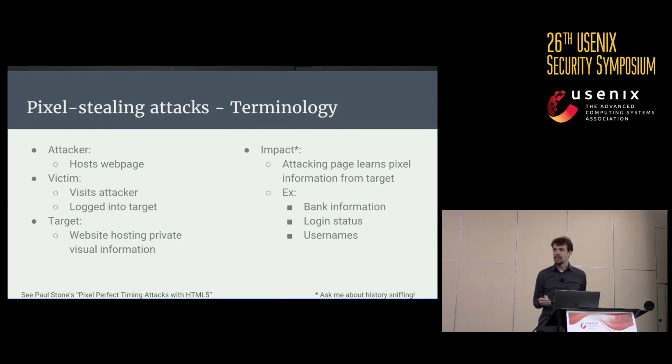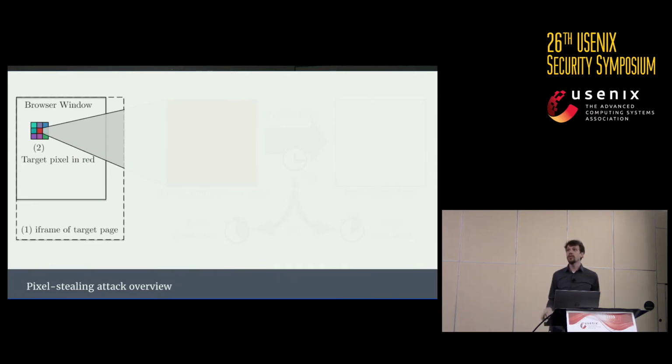And the impact of these attacks is that the attacking web page is able to derive this visual secret information about the user that exists on the target web page. You could think of this as the login status or username in the more benign case, or it could be something more impactful depending on the website. And all of these attacks, again, starting with Paul Stone's work and including some work that our group has done previously, follow this same pattern.